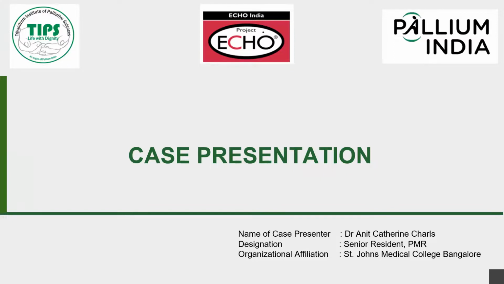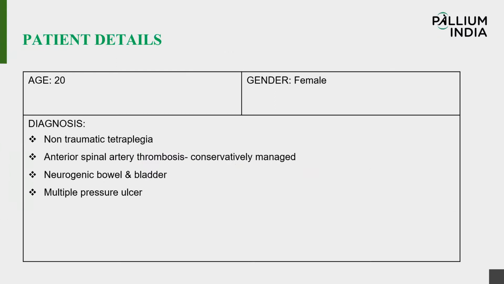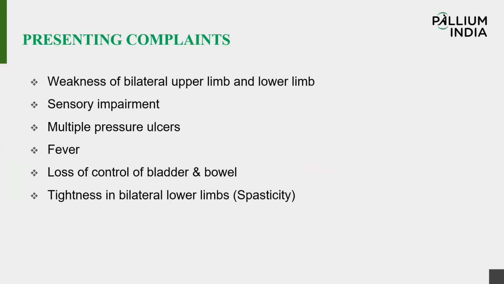So today I'm presenting a case of a 20-year-old female who presented with a diagnosis of non-traumatic tetraplegia secondary to anterior spinal artery thrombosis with neurogenic bowel and bladder, and also with multiple pressure ulcers. She presented with weakness of bilateral upper limb and lower limb with sensory impairment, multiple pressure ulcers with fever, and with loss of control of bowel and bladder and tightness in bilateral lower limbs.